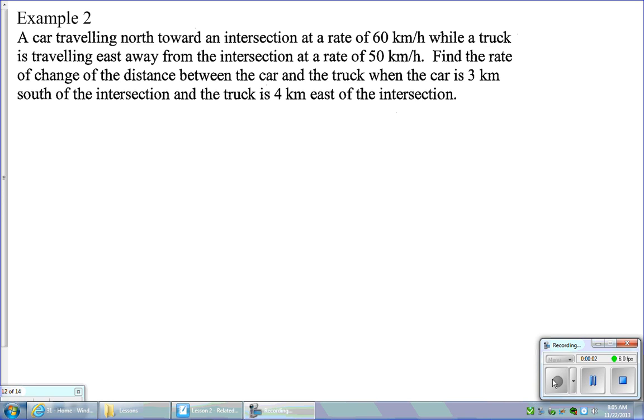All right, the next example we're going to look at today is, of course, a conventional two vehicles traveling at the same time. We're trying to find the rate at which the distance is changing between them. So let's start out by reading the question here.